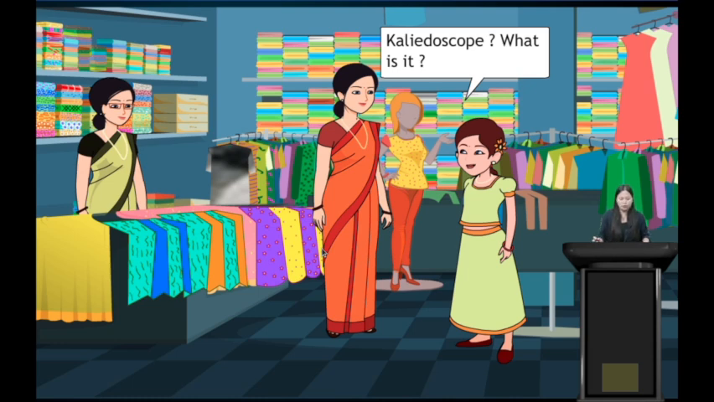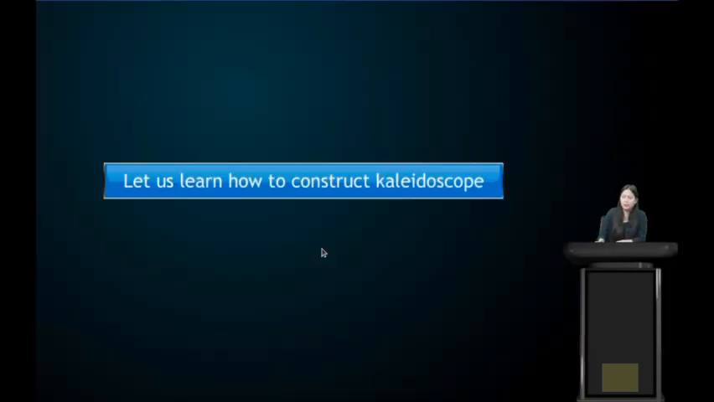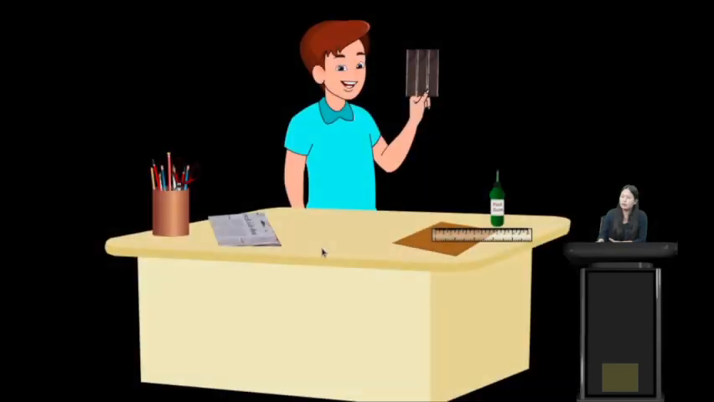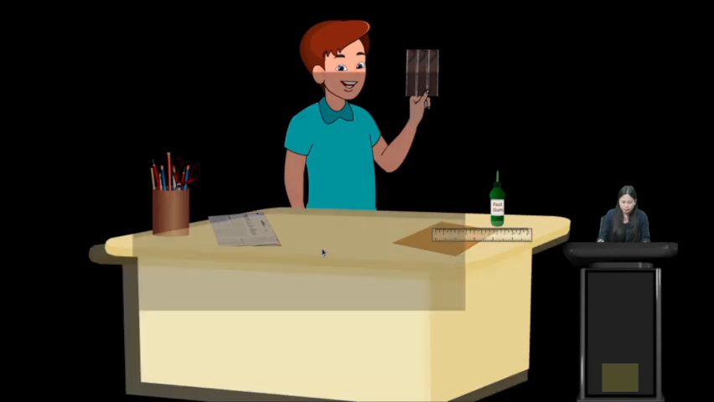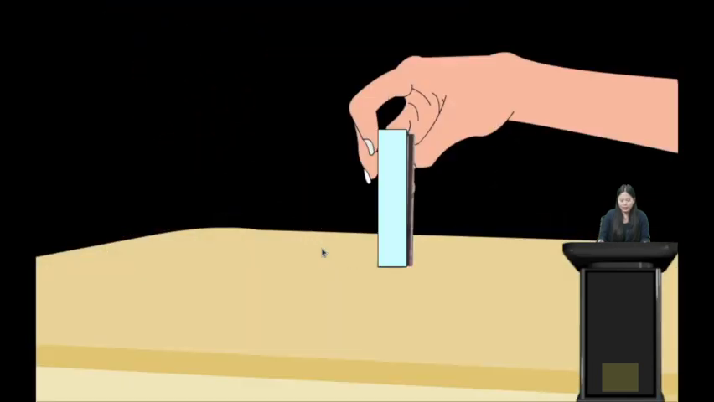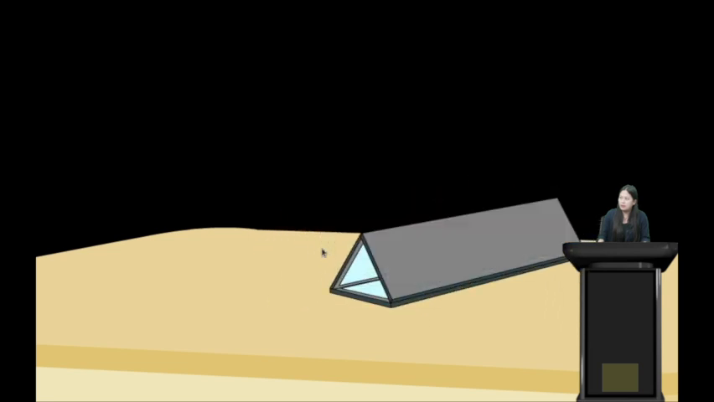So students, do you know what is kaleidoscope? Yes, let us find out. So let us learn how to construct kaleidoscope. To construct kaleidoscope, we will need three mirrors, three plane mirrors. This boy will show us how to construct kaleidoscope. So first, what do we need? We need three mirrors.